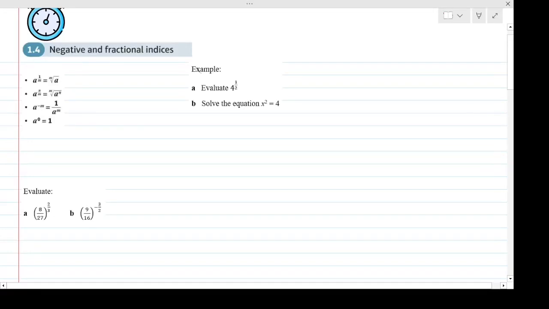So we need to be able to evaluate expressions with negative and fractional indices using these index laws, which you might have seen at GCSE. But before that, I want to look very quickly at this example. Firstly, we need to evaluate 4 to the half. Well, to the half, it's the root. So root 4, which should just be positive 2.